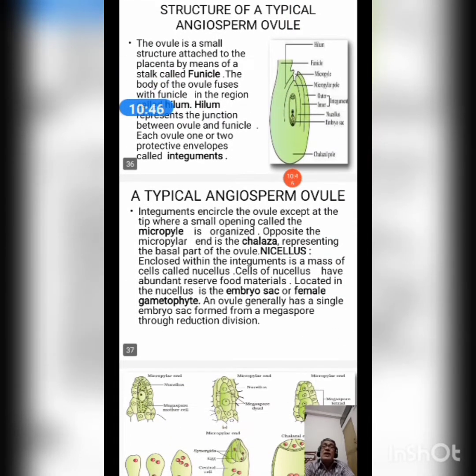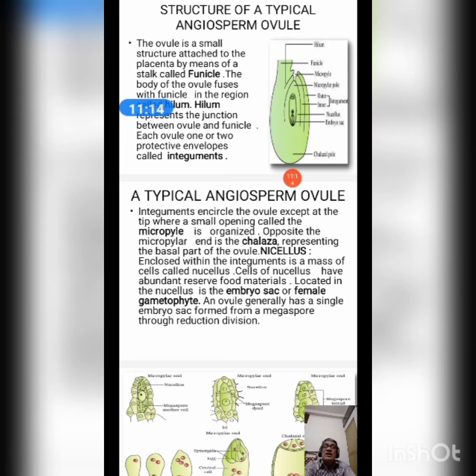Typical angiosperm ovule, how is it looking like? Integuments encircle the ovule except at the tip, where a small opening called the micropyle is organized, and opposite to the micropylar end is the chalaza, representing the basal part of the ovule. Next one, nucellus, that is the mass of cells enclosed within the integument, called nucellus. Cells of the nucellus have abundant reserve food materials.